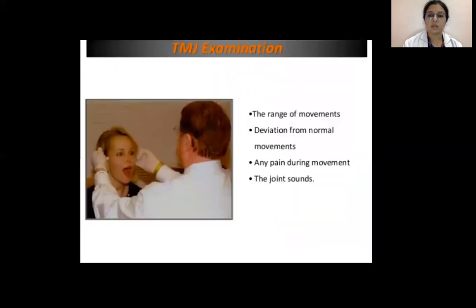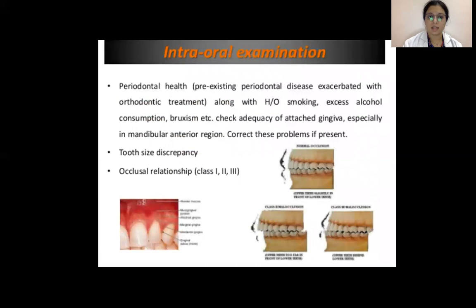TMJ examination: the range of movements, deviation from normal movements, any pain during movement, the joint sounds. Intraoral examination: periodontal health along with the history of smoking, excess alcohol consumption, bruxism, etc. Check the adequacy of attached gingiva, especially mandibular anterior region. Correct these problems if they are present.